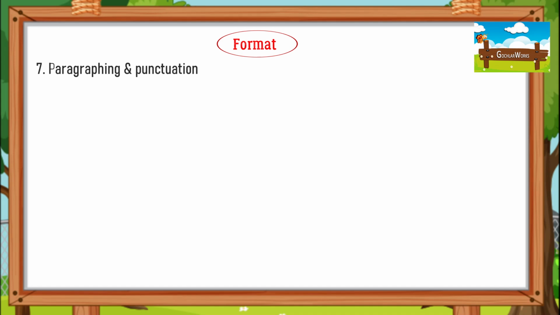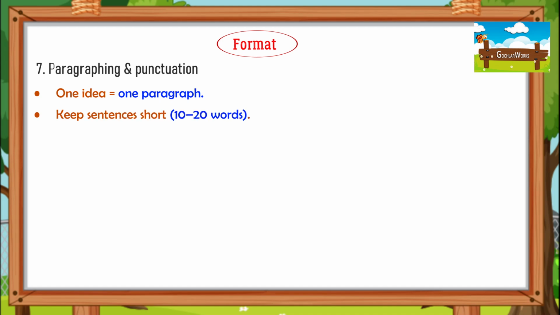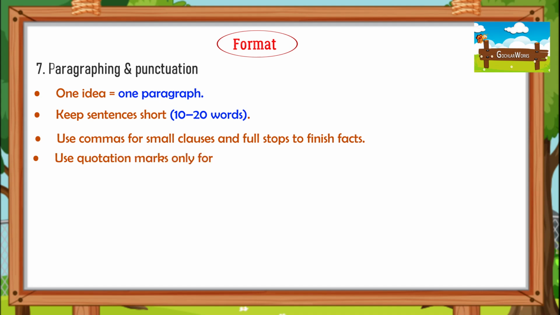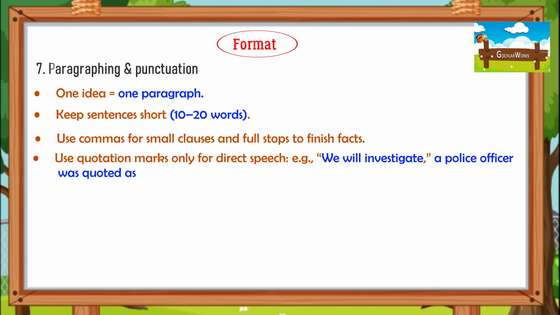Paragraphing and punctuation. One idea is equal to one paragraph. Keep the sentences short, maybe 10 to 20 words. Use commas for small clauses and full stops to finish facts. Use quotation marks only for direct speech. For example, "We will investigate," a police officer was quoted as saying.